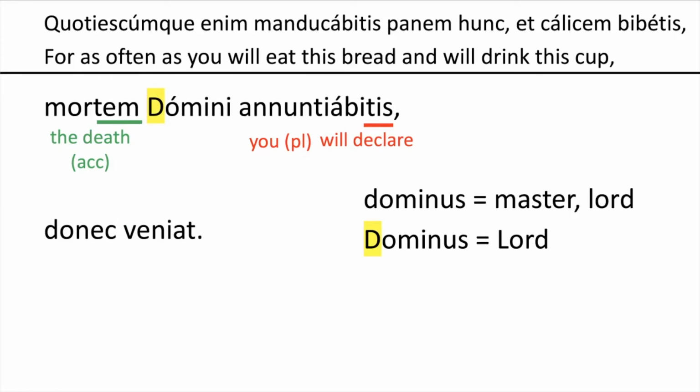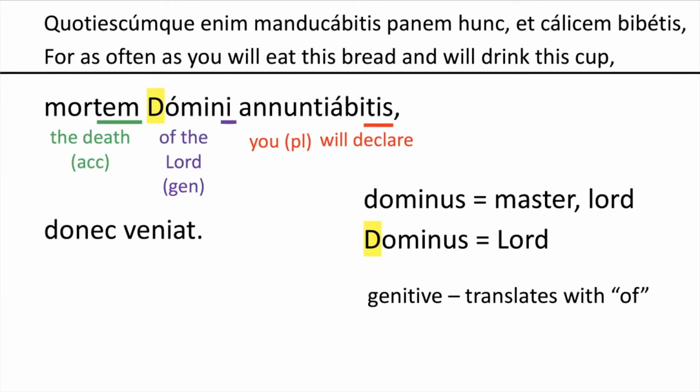All right, so now let's look at the ending. So we have this I ending. This is telling us we are in the genitive. And if you remember, genitive translates with of. So it's not just Lord, but of the Lord in the genitive. So you will declare the death of the Lord.